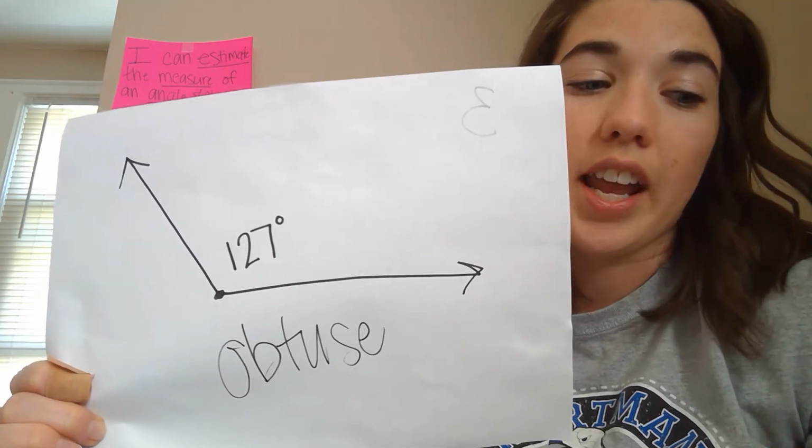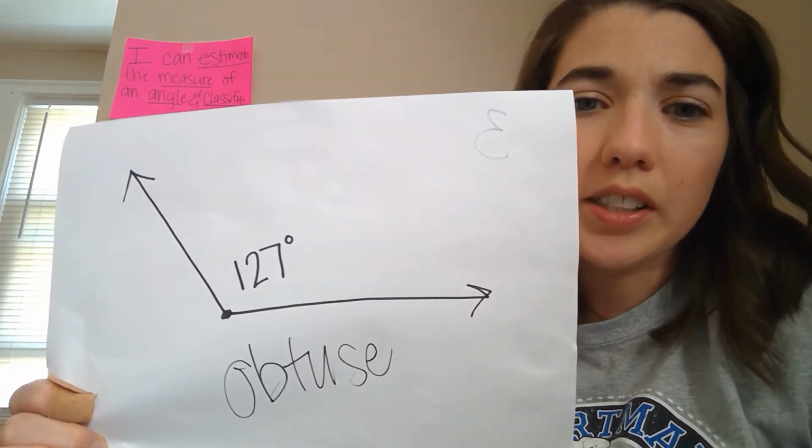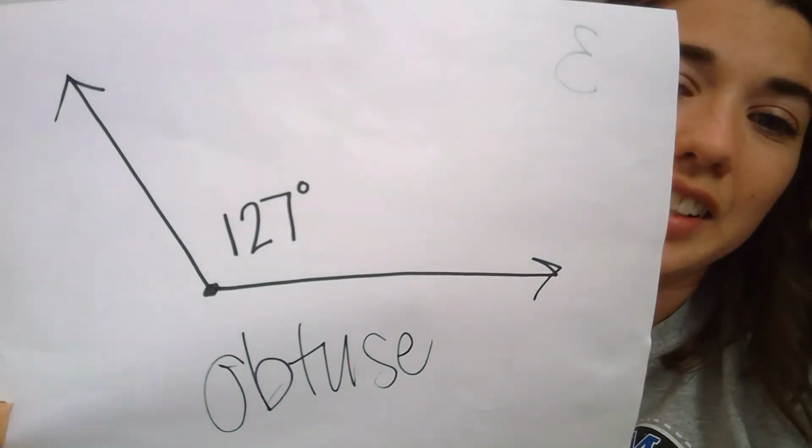because it's bigger than 90 and less than 180. One thing I forgot to mention is when we measure angles, it's in degrees.